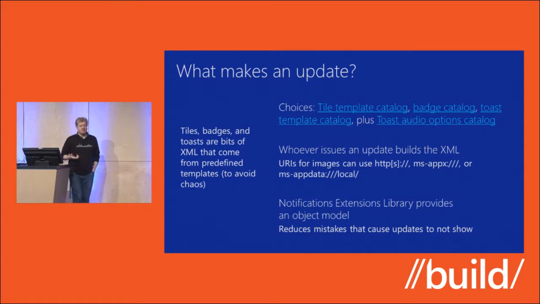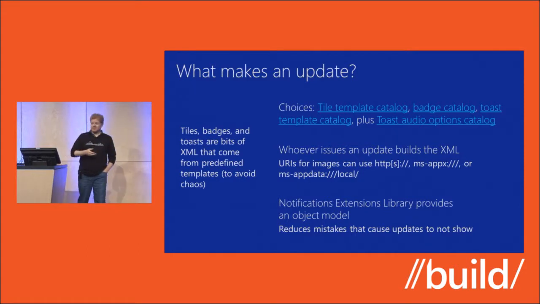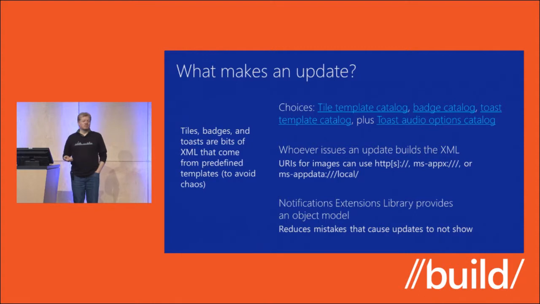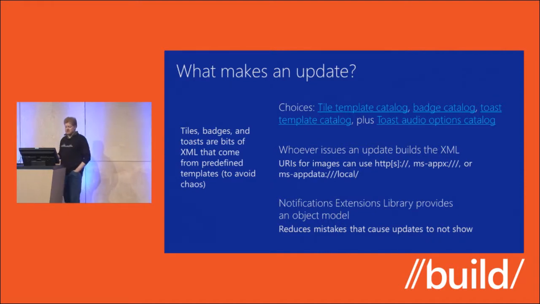Whenever you issue an update, whether it's your service or whether it's the app, the job is basically to build a piece of XML with references to whatever images you want, and then send that to the appropriate tile. And you can use references that go to the web, you can use them in your package, you can use them in your app data. All those URIs work just fine.